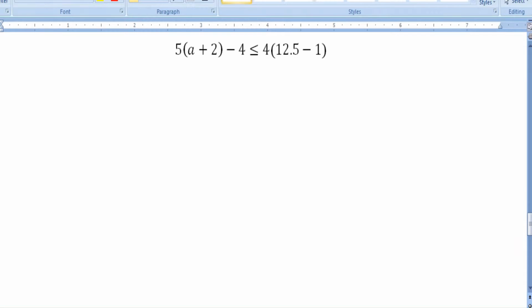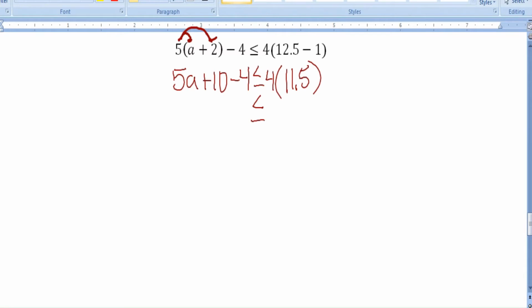Okay, the steps to solving this is to completely simplify and combine all like terms. So first I'm going to work on the left side, and I'm going to distribute this 5 inside of the parentheses. So 5 times a is 5a, 5 times 2 is +10, bring down my 4, and then I'm going to simplify the other side. So you can use the order of operations and work in parentheses first. So first I'm going to subtract 1 from 12.5, which leaves me with 11.5.